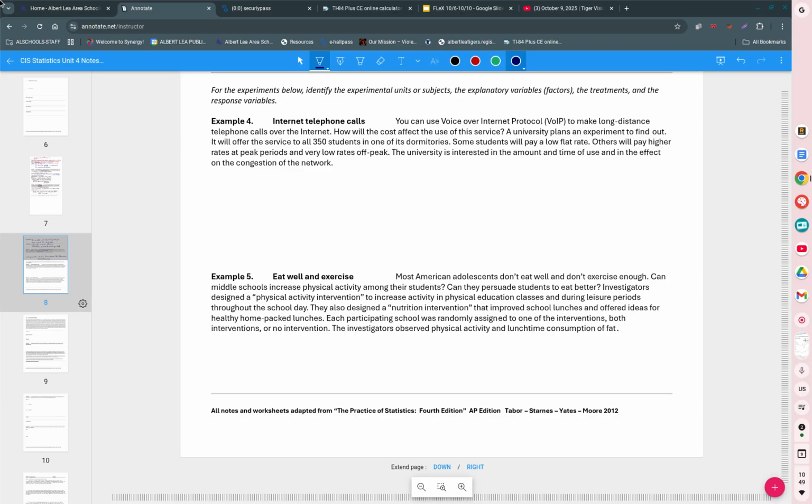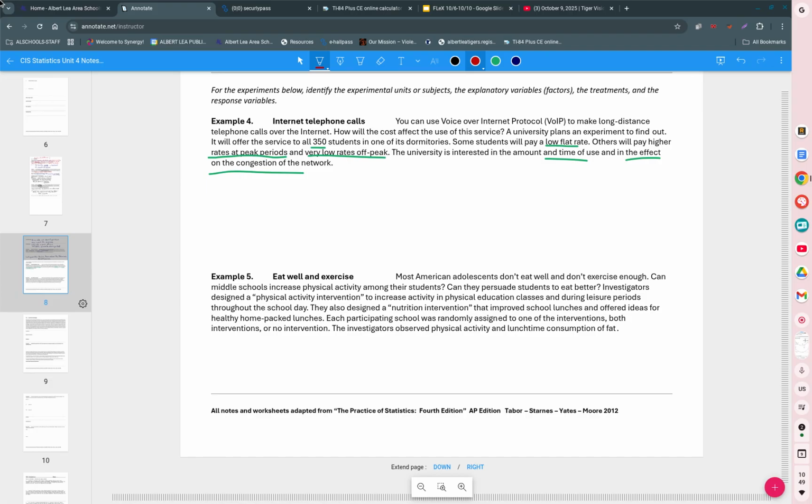A lot. So, you can use this voice over to make long distance phone calls. How will this cost affect the use of service? Well, a university plans to experiment to find out. It will offer service to 350 students in one of its dormitories. Some students will pay a low flat rate. Others will pay higher rates at peak periods and very low rates at off-peak. The university is interested in the amount of time and use and the effect on the congestion of the network.